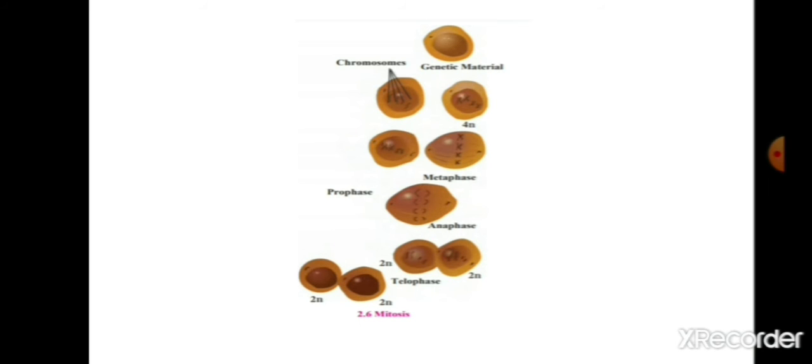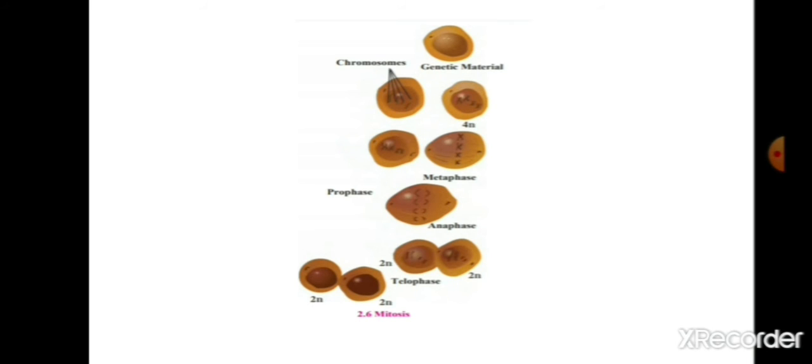Separated sister chromatids are called daughter chromosomes. Chromosomes being pulled appear like a bunch of bananas. In this way, each set of chromosomes reaches the two opposite poles of the cell. Then the last one is the telophase.